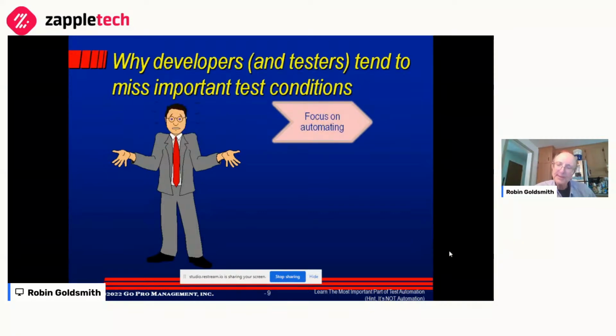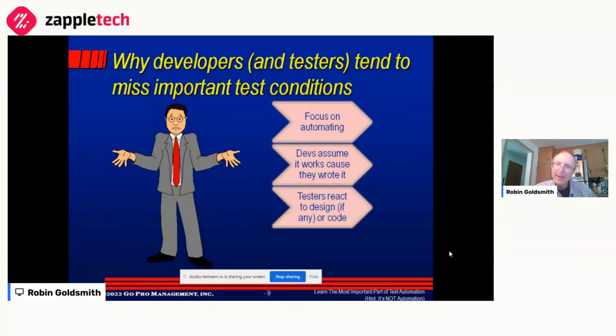And one of the main reasons when we're dealing with test automation is that we get into focusing on the automation itself and lose sight of the testing. And I'll tell you a little secret here, and I've been a developer for many years. Every developer that I know assumes that things work properly because they wrote it. And somehow or another, as testers, we know that that ain't always so.